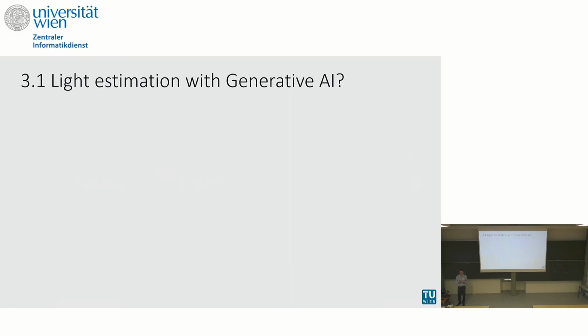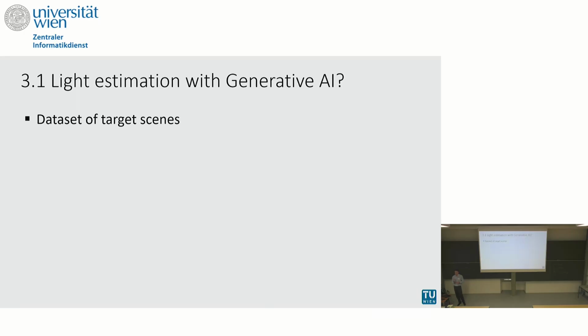And now the question is, can we use generative methods, can we use generative AI to generate the content about light in our real world, in a way that matches the real illumination scenario. And this is what we focused on.